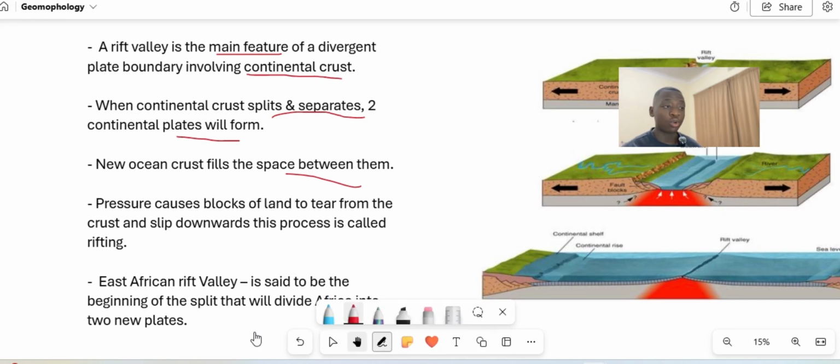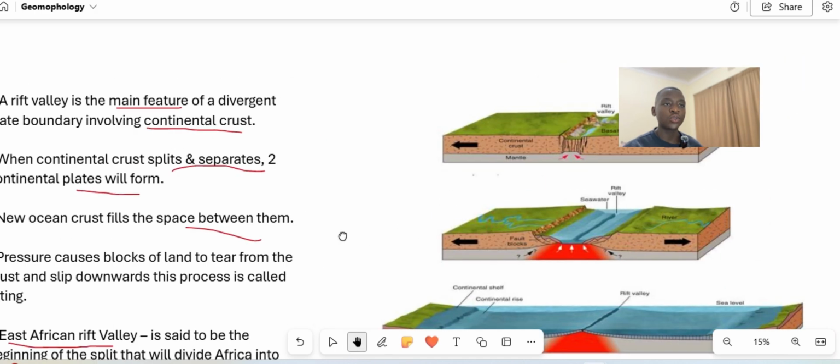Then we have one of the most important examples, the East African Rift Valley. It is said to be the beginning of the split that will divide Africa into two new plates, which will happen after hundreds of years of degradation and erosion.